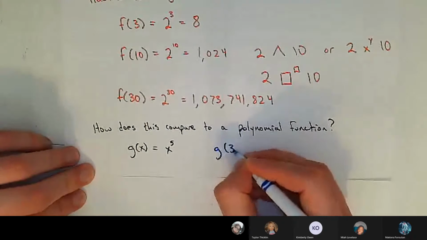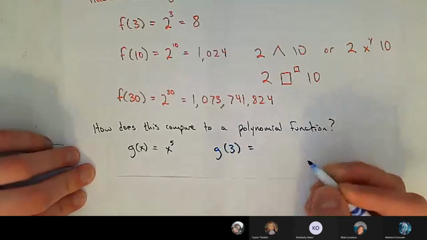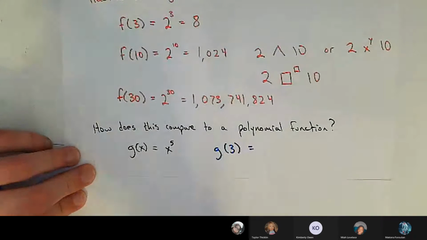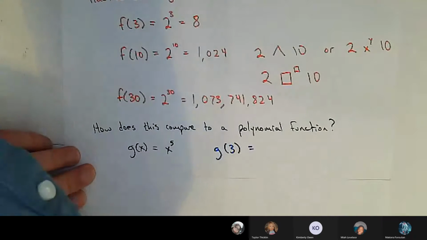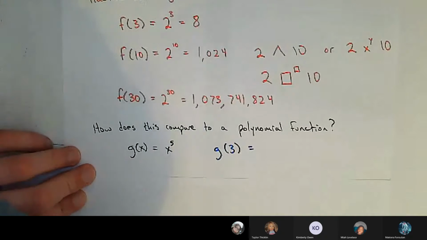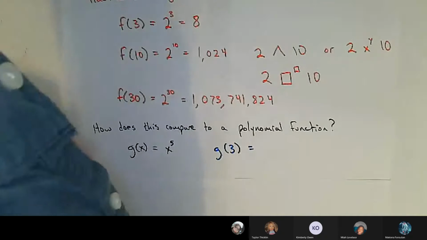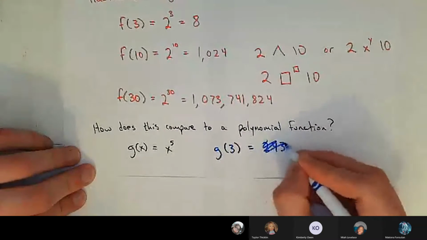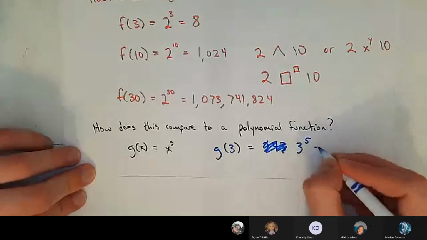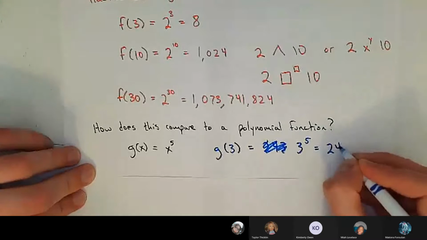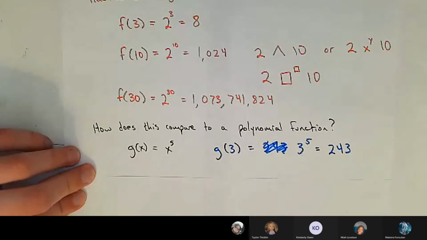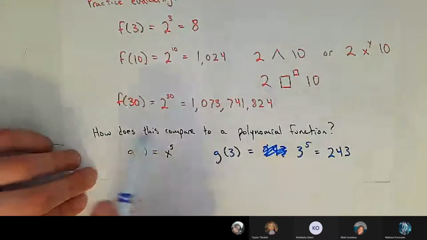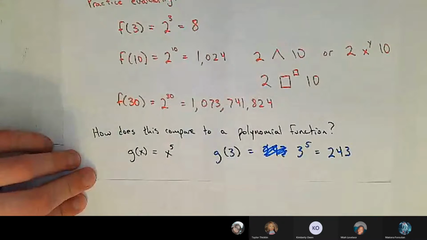So g at 3 is 3 to the 5th. What is 3 to the 5th? 81 times 3, which is 243. Let me write out what I'm doing here. This is 3 raised to the 5th, which is 243. Okay, so at an input of 3, it's beating the exponential function by a lot, right? The exponential function is only at 8.